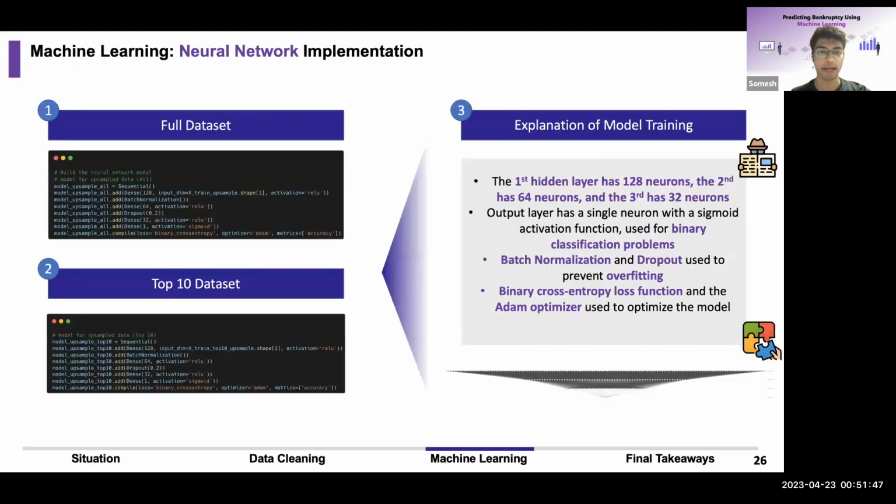The last model we'll look at is the neural network model, which comprises 128 neurons in its first layer, 64 neurons in the second layer, and 32 neurons in the third layer. The output layer is a single neuron with a sigmoid function, which is used for binary classification problems. To prevent overfitting, batch normalization and dropout were used. Lastly, the model was optimized by using the binary cross entropy loss function.